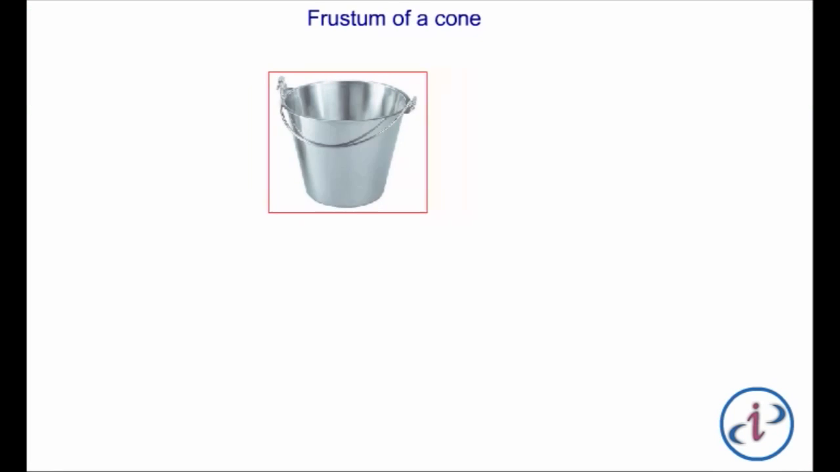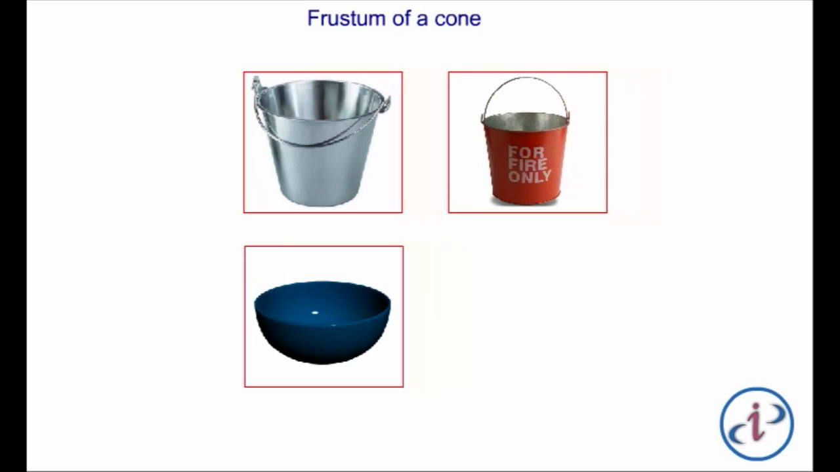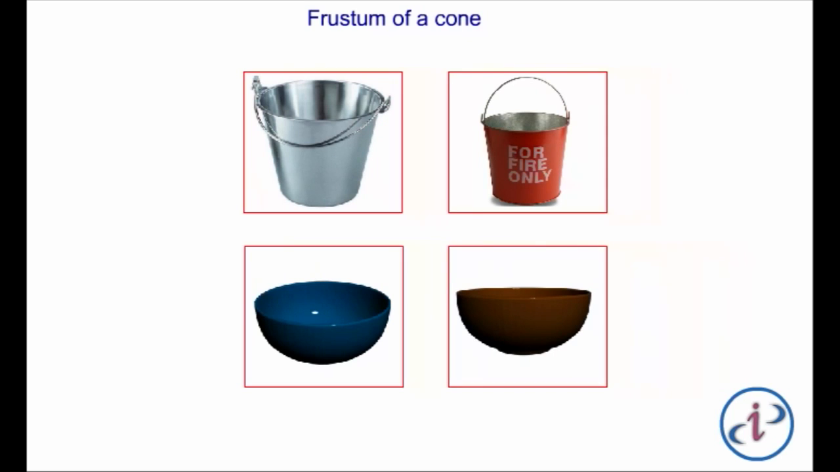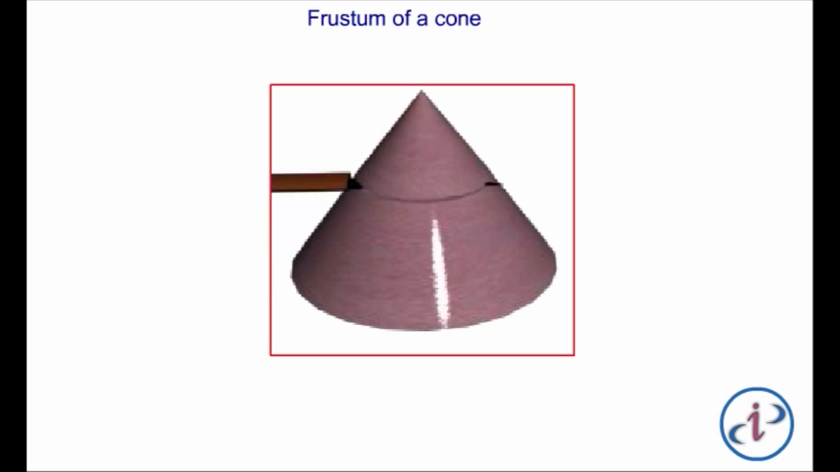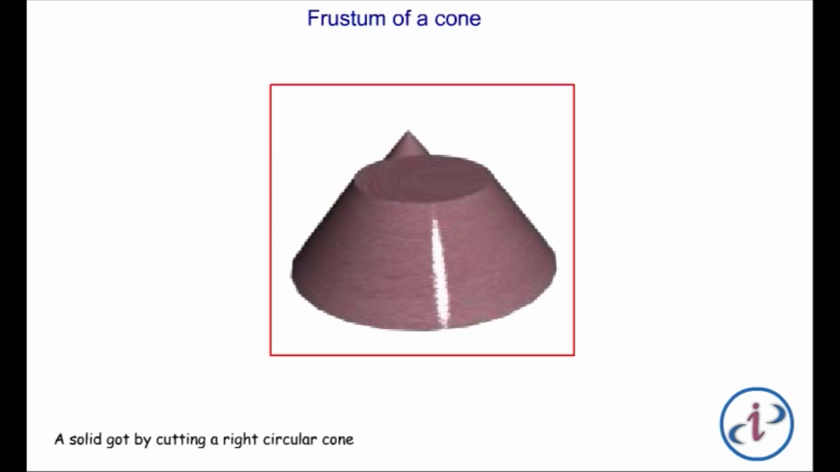Frustum of a cone. Have you seen buckets or bowls? What shape are they? They are shape of frustum of a cone. When a plane is cutting a right circular cone parallel to its base, we can get a frustum of a cone. Definition: a solid cut by cutting a right circular cone by a plane parallel to the base is known as frustum of a cone.